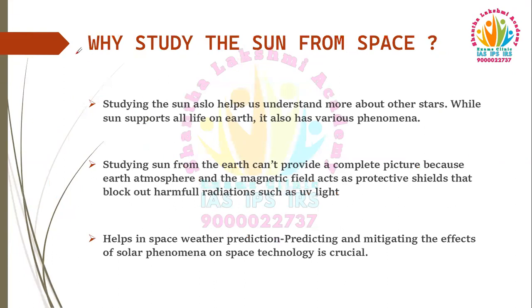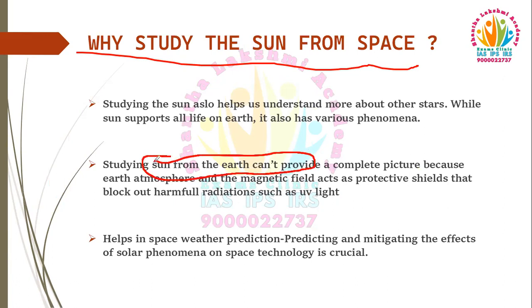Next, why do we need to study the sun from space? Because studying the sun from the earth can't provide a complete picture of the sun's atmosphere, since the earth's atmosphere and its magnetic field act as a protective shield that blocks out harmful radiation such as UV light.